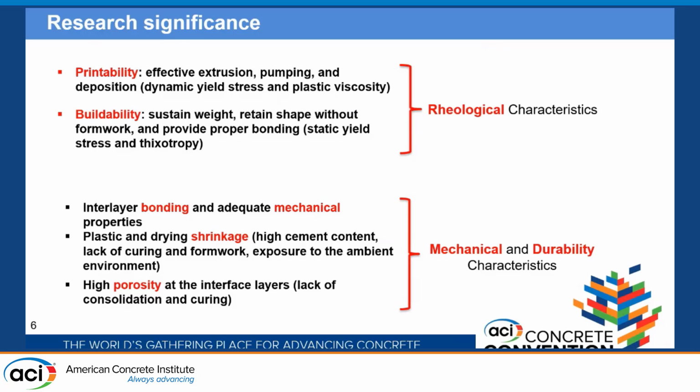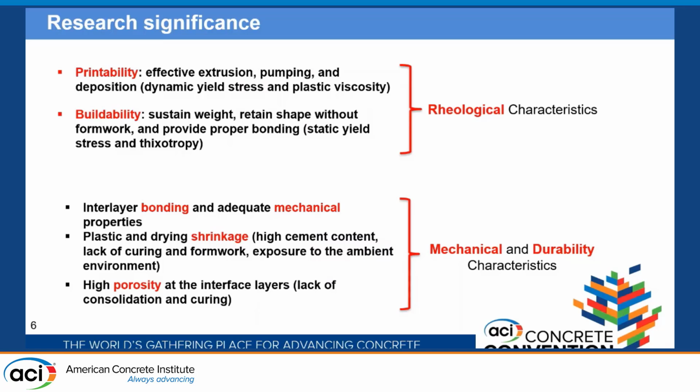So why study 3D printing? As you know, for 3D printing and automation, we need to consider some criteria. One of the most important things is printability, which refers to effective extrusion, pumping, and deposition of the material. We need to assess dynamic yield stress and plastic viscosity. We also need to consider buildability, which is sustaining weight, retaining shape without formwork, and providing proper bonding in the layers. So static yield stress and thixotropy are the main factors to consider in this area.